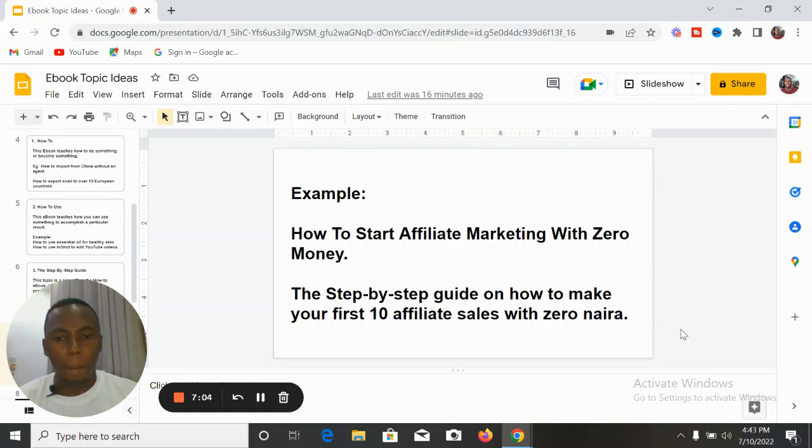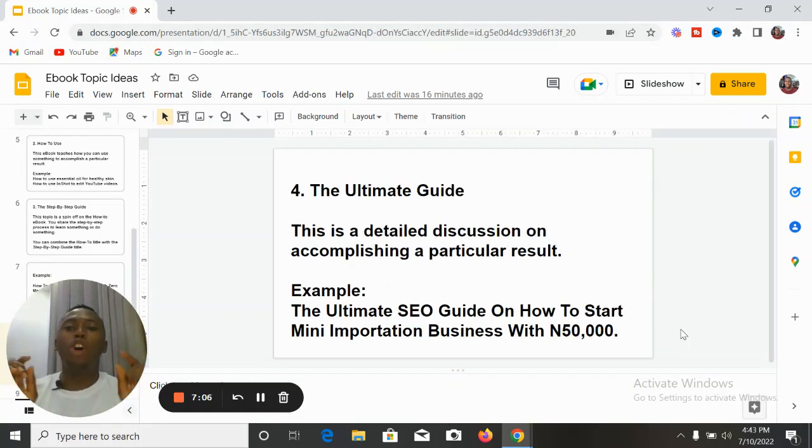Let's move to the next one. The fourth one is the ultimate guide. Now, this is a detailed discussion on accomplishing a particular result. You pour out a lot, you reveal so much. The ultimate guide is more of a revelation. Example is the ultimate SEO guide on how to rank first page on Google.